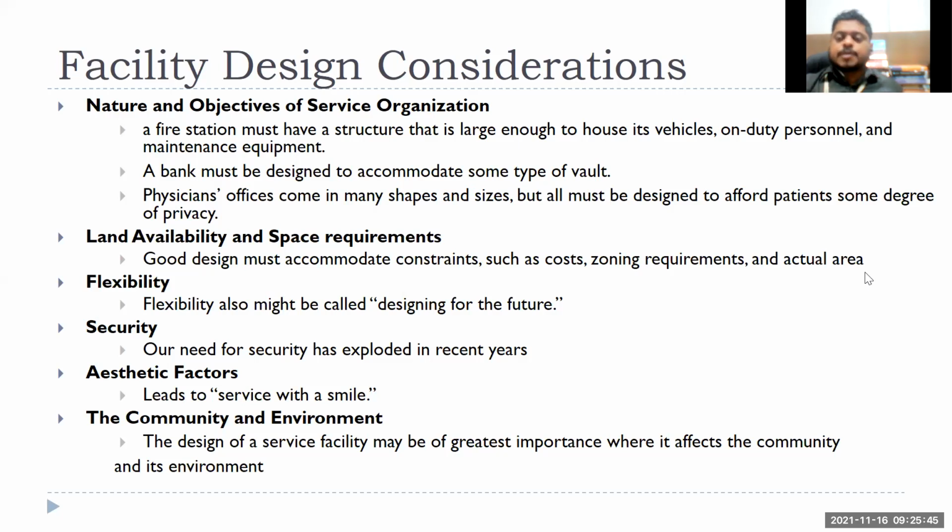But if it is a premium place where you want to showcase your brand, like Starbucks, they'll put a lot of money on rent, but they take a larger area where people can enjoy the ambience.